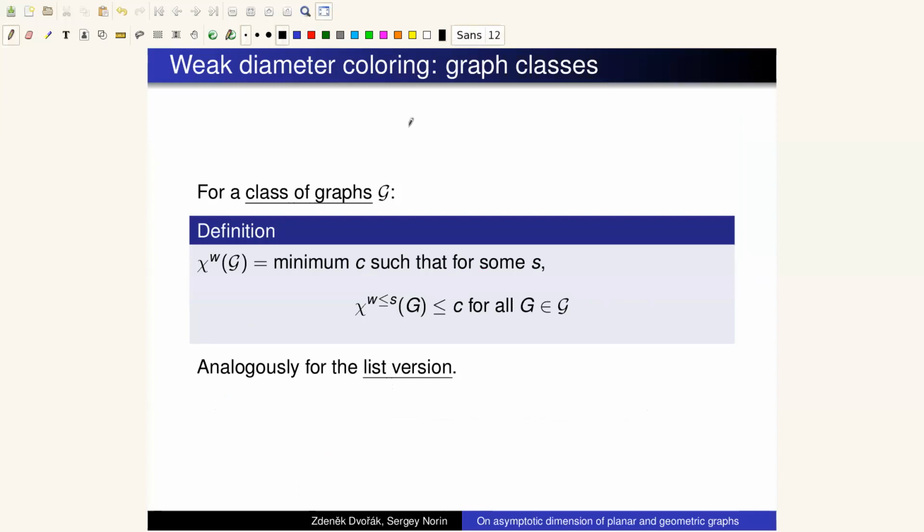And then, as we did with the clustered coloring, we can define naturally this weak diameter chromatic number of a graph class by taking the minimum number of colors such that all graphs from this class can be colored using this number of colors, so that the weak diameters of monochromatic components are at most some fixed number s, which is the same for the whole graph class. And we can define the list version of this concept.